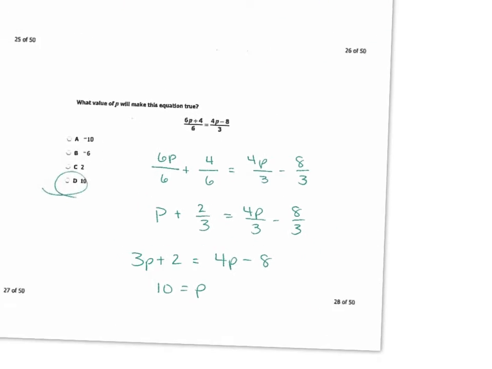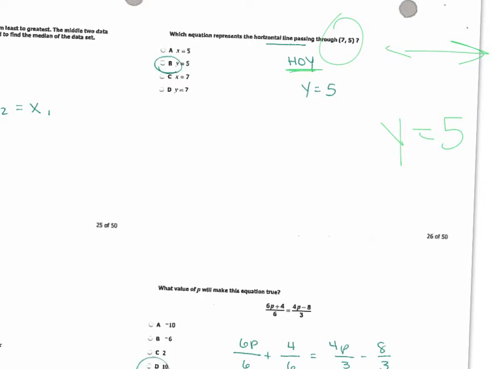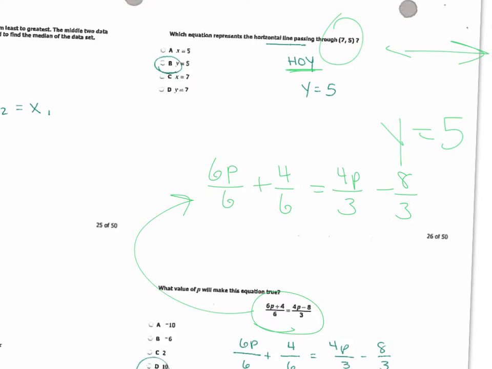If I come down here and do this one, I'm going to actually cover up what I did, but I'm doing number 28. I'm just going to do it up here. So I have this problem. I have a few options. So what you could do is you could split up your fractions. So 6p over 6 plus 4 over 6 equals 4p over 3 minus 8 over 3. And simplify. P plus 2 over 3 equals 4p over 3 minus 8.